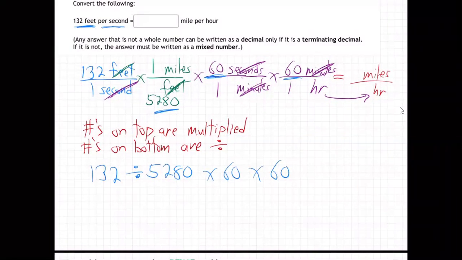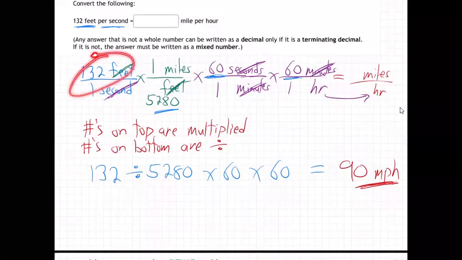And when I do it, I'm getting straight 90 miles per hour. So that is pretty quick. So covering 132 feet in a second means you're driving at 90 miles in an hour. If you cover 132 feet every second, you will cover 90 miles in an hour. We converted units.